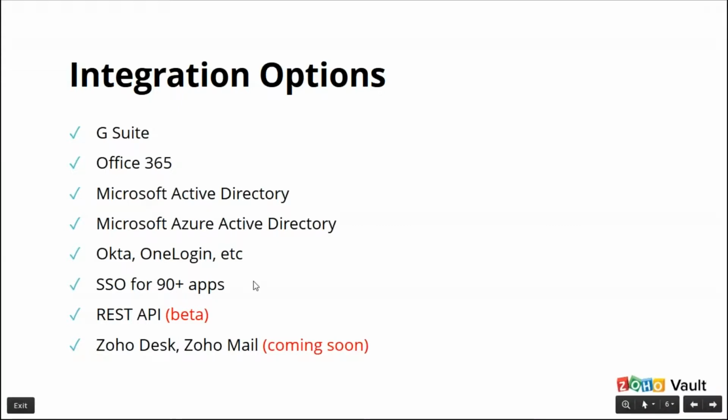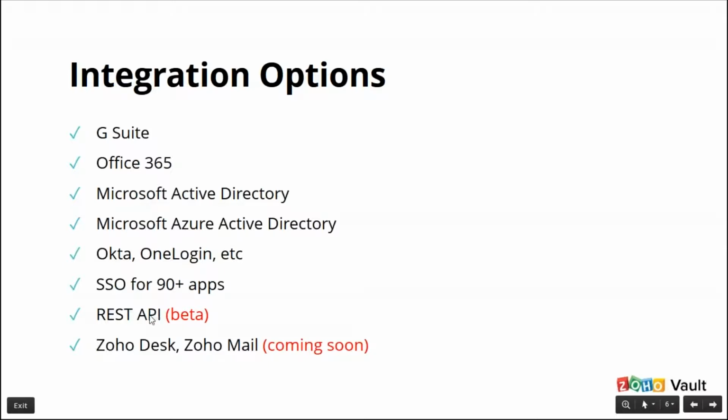You can also integrate Zoho Vault with your single sign-on solutions like Okta and OneLogin. Zoho Vault readily integrates with any identity provider that supports the SAML industry standard authentication protocol. Apart from this, Zoho Vault also offers out-of-the-box single sign-on support for 90 plus cloud apps.